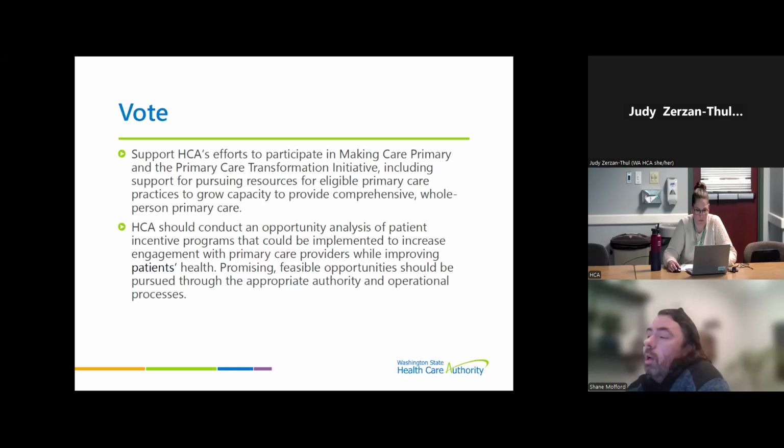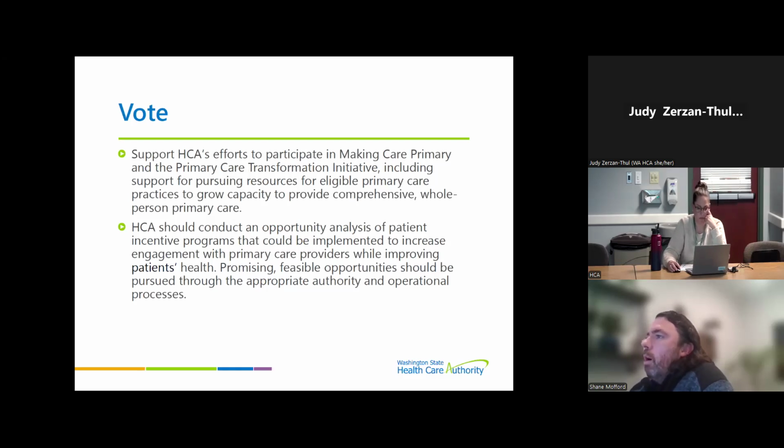The second recommendation, and then we'll come back and we can discuss recommendations on how we might tweak the language or look at even other options if that's what you'd like, is that HCA should conduct an opportunity analysis of patient incentive programs that could be implemented to increase engagement with primary care providers while improving patients' health. Promising feasible opportunities should be pursued through the appropriate authority and operational processes. So we've teed up two concepts that lean in on where there appears to be more actionable opportunity in the state that the committee could get behind.